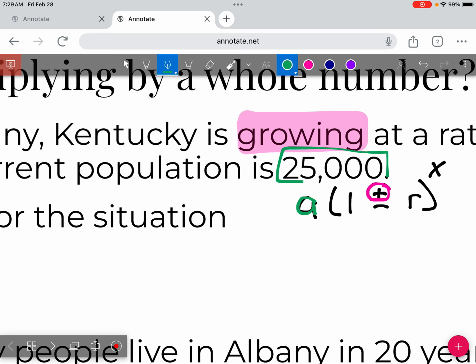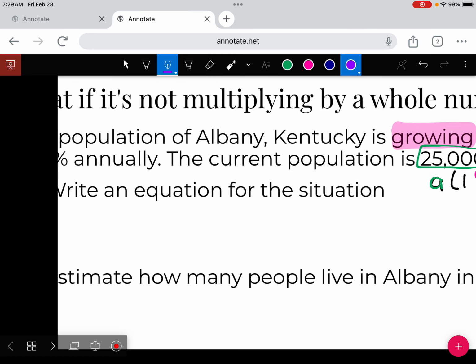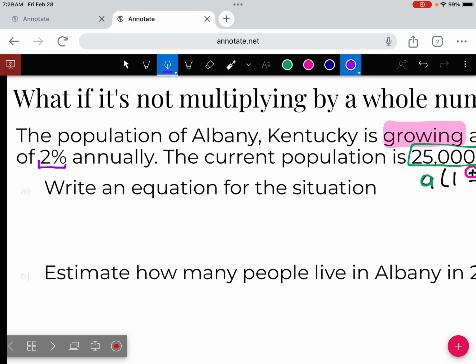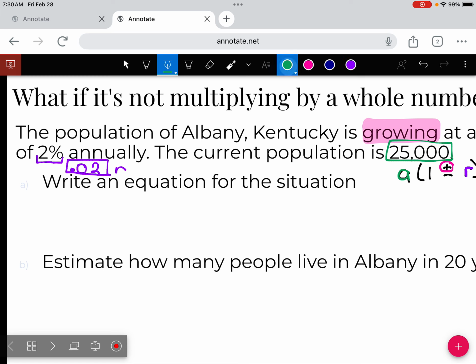Yep, the 25,000. I know what you meant. What's our r going to be? 2%, but we need to write it as 0.02. This is my r. You have to have it as a decimal. Have to, not optional. It would be points off, not me being petty or mean. It's wrong.